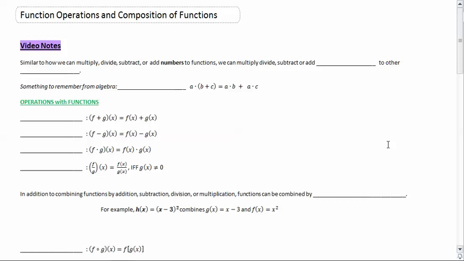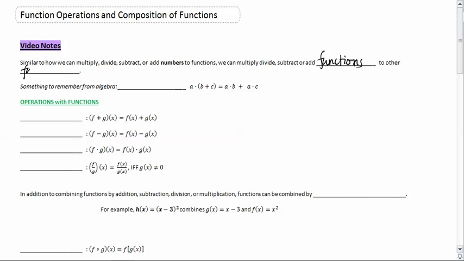This lesson is on function operations and composition of functions. This is section 1.6 from your book. Similar to how we can multiply, divide, subtract, or add numbers to functions, we can also multiply, divide, subtract, or add functions to other functions.